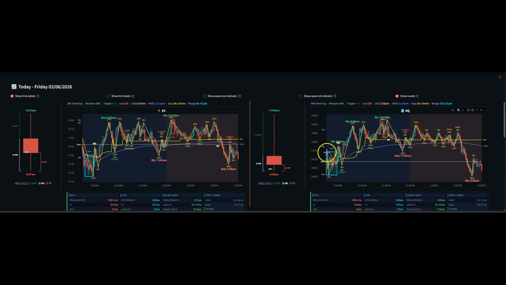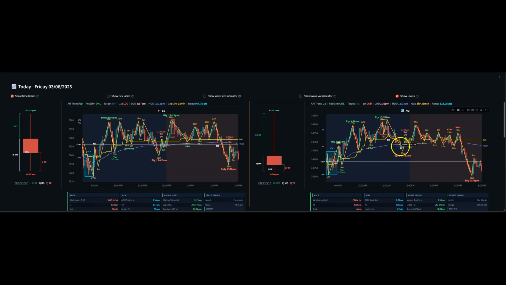And similarly for the NQ, you had the same accumulation box, after which you had markup. And this distribution box is clearer than the one on ES, because this is valid. The one on ES just shows a couple of bars, so it's just near a high. But here you have multiple bars. You have an upthrust and you have a breakdown right after it. And that has followed through, going into a supply wave.